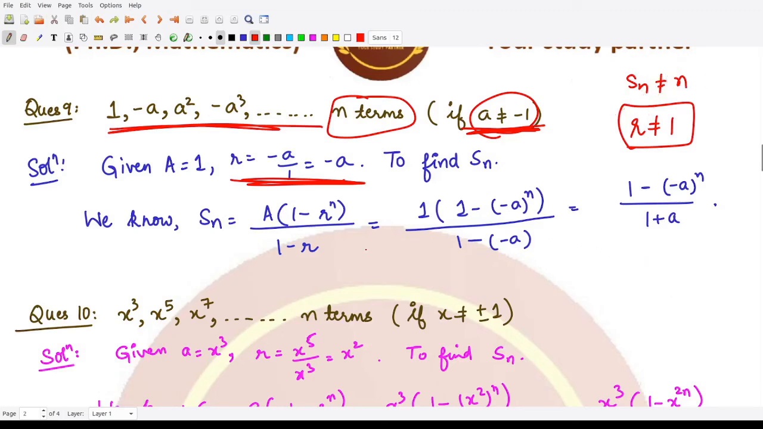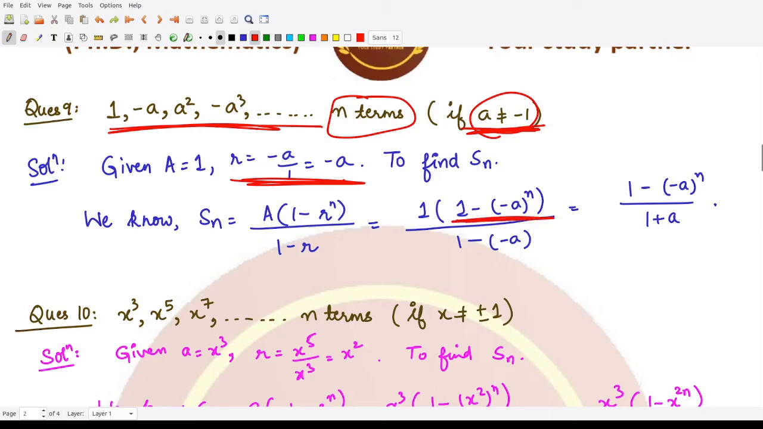Here I am using the formula for r less than 1. For r less than 1, we know the formula is this one. Whenever r is less than 1, it is the first term multiplied with 1 minus r raised to power n, divided by 1 minus r. This is the formula. Now the value of this first term is 1, and the value of this common ratio r is minus a. So we can substitute both the values here. n is not given to us, so we will keep it as such.